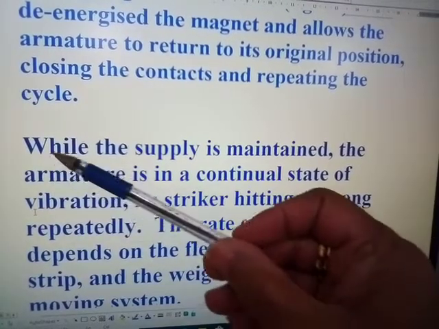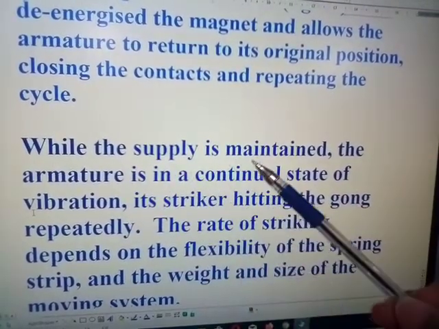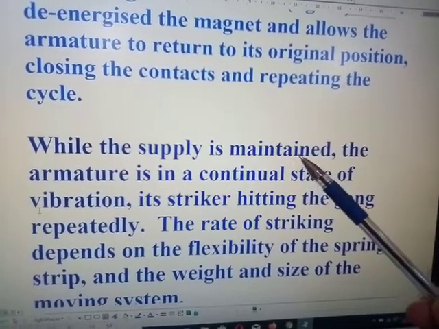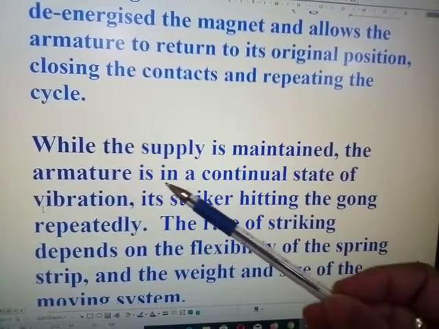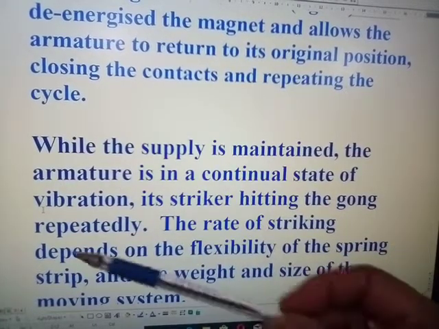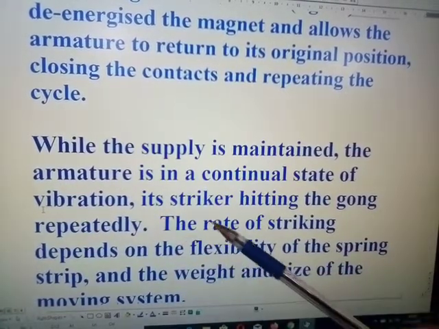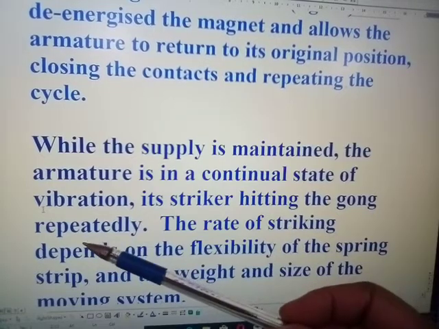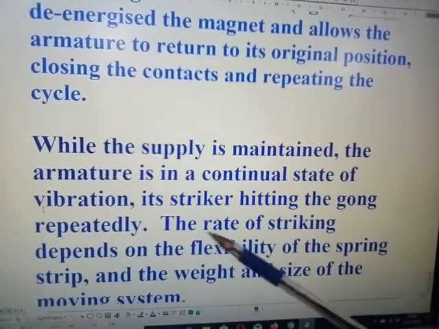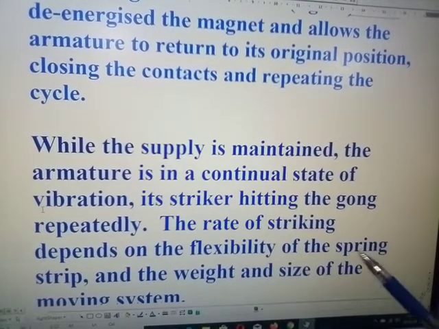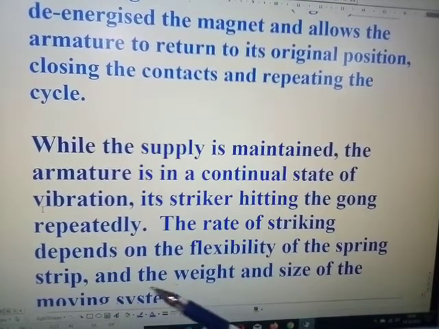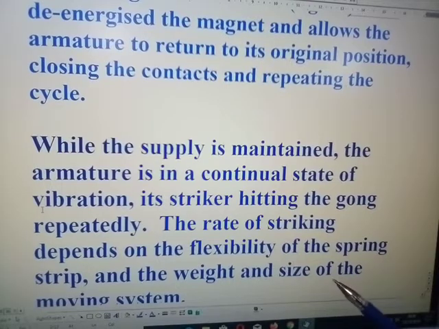Now, while the supply is maintained, the armature is in a continual state of vibration, its striker hitting the gong repeatedly. The rate of striking depends on the flexibility of the spring strip and the weight and size of the moving system.